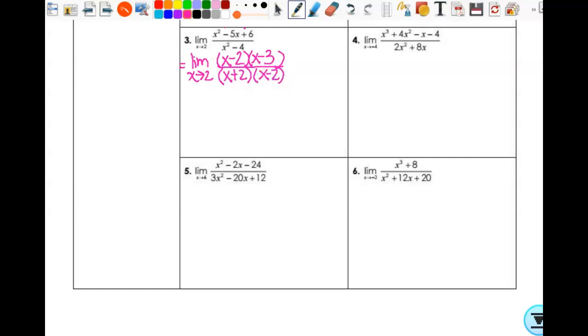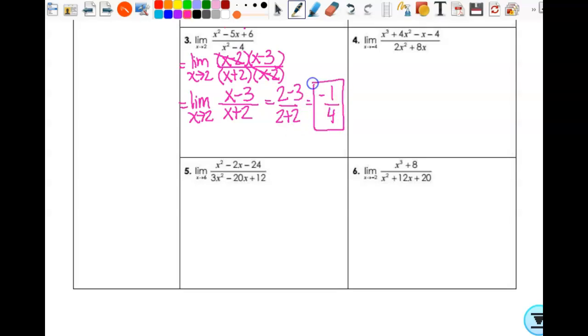So here's a little hint on these. If after you factor, you don't have anything to cancel, you didn't factor right. Because the whole purpose of what we're doing right now is to factor and reduce, right? But here I can cancel those two. So then I still have the limit as x approaches 2 of x minus 3 over x plus 2. Now that it's reduced, I can do my direct substitution. So this will give me 2 minus 3 over 2 plus 2. And that's negative 1/4. Okay. Any questions at this point?